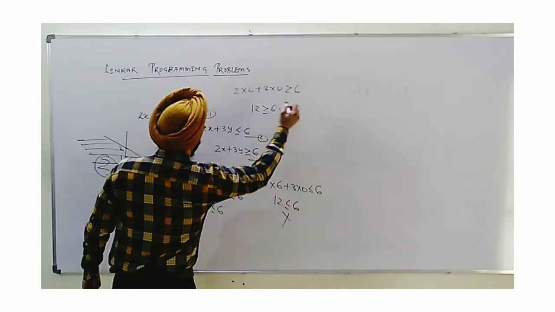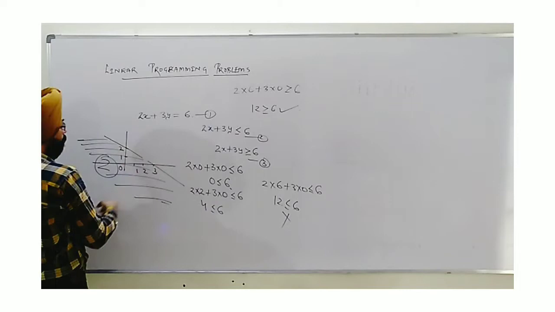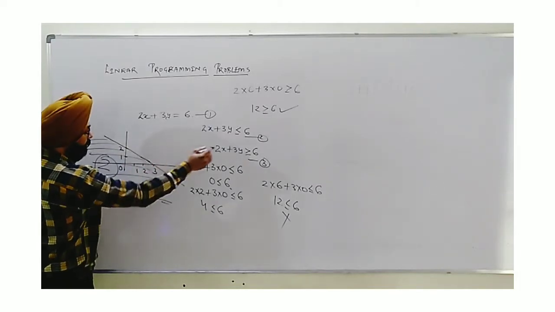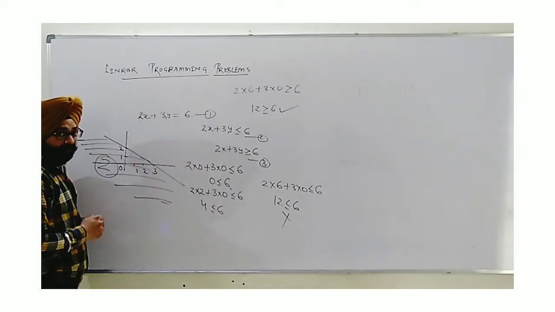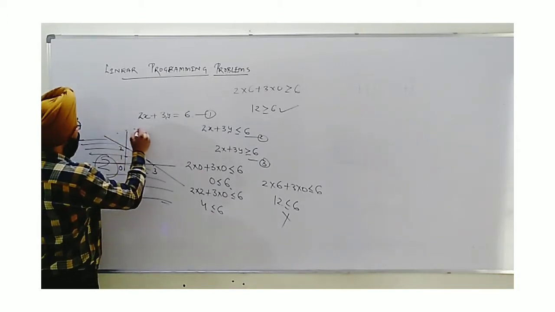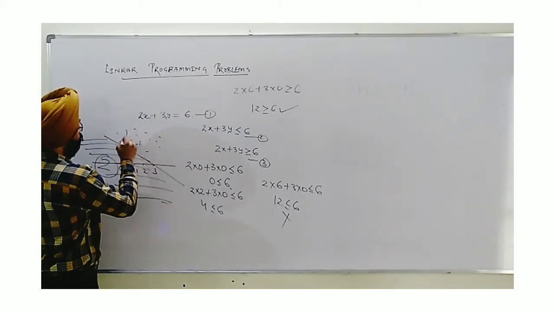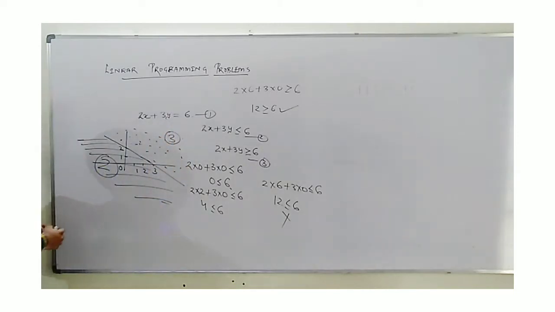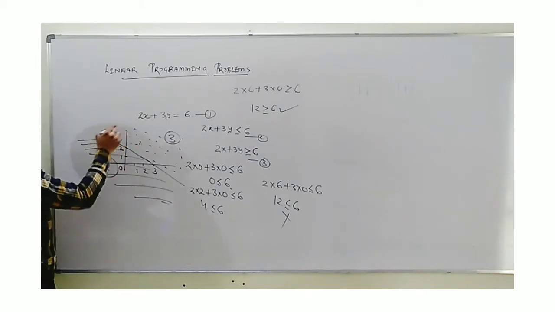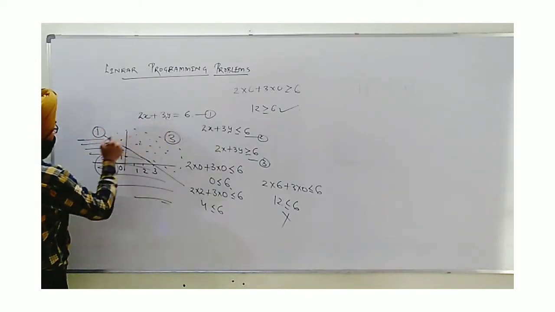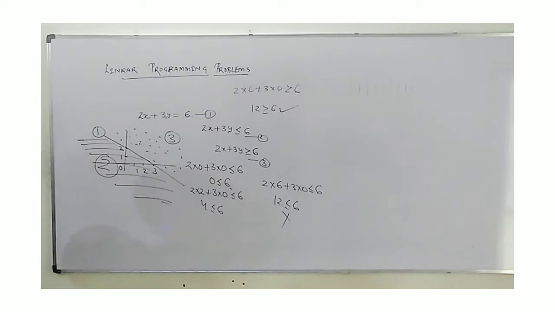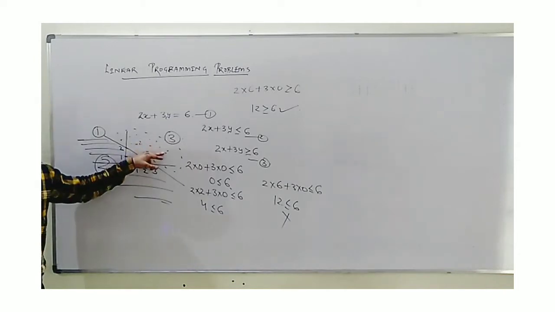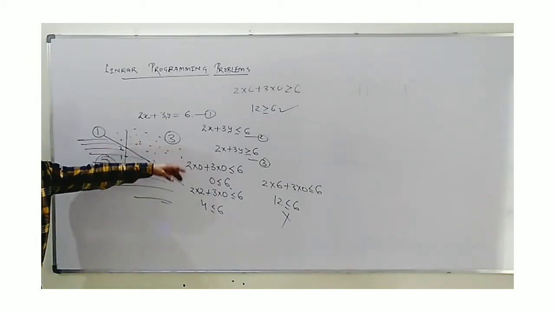12 is greater than 6, it is true. Any point randomly you pick from this region, you will find that the point is satisfying inequation number 3. So that's why this region shows the graphical presentation of inequation number 3. So here we see that the line is drawn in a plane, like in equation number 1 I have drawn. Then the plane will be divided into two regions. If this favors the less than type inequation, then the opposite for sure will favor the greater than type inequation.